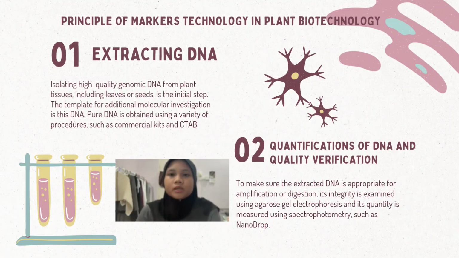Next is the principle of marker technology in plant biotechnology. First is extracting DNA. Isolating high-quality genomic DNA from plant tissue, including leaf or seed, is the initial step. This DNA is the template for additional molecular investigation. DNA is obtained using a variety of procedures such as commercial kits and CTAB.